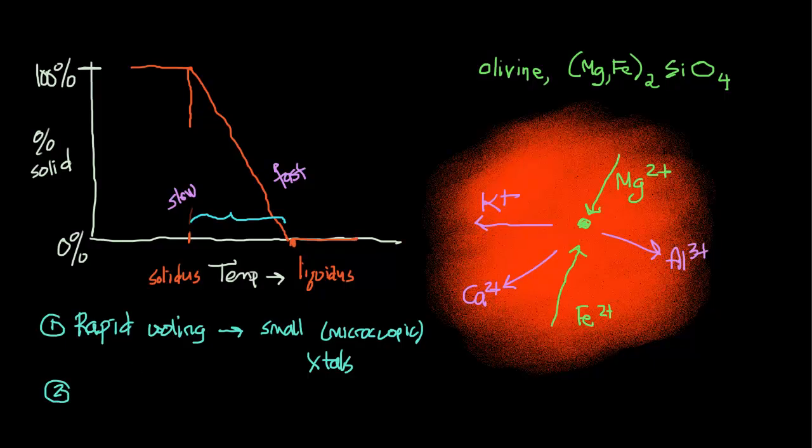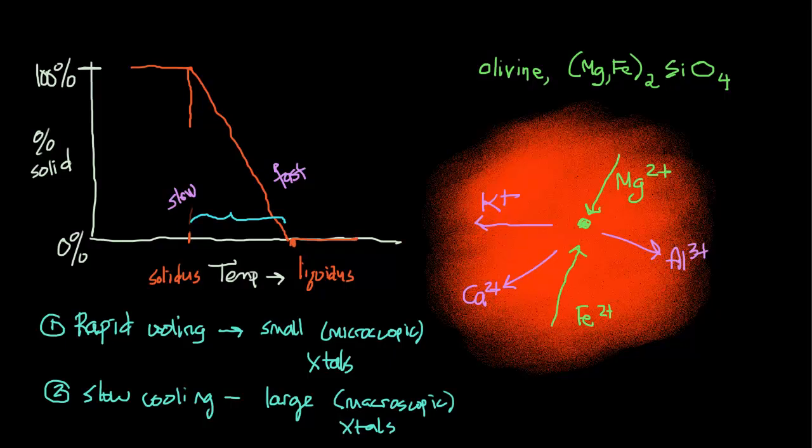Now the second option occurs when we have slow cooling. And slow cooling occurs typically when that magma is sitting deeply buried inside the earth, and it's surrounded by rocks which are nearly the same temperature as the magma. So the thermal gradient is small, and this magma loses heat very slowly.